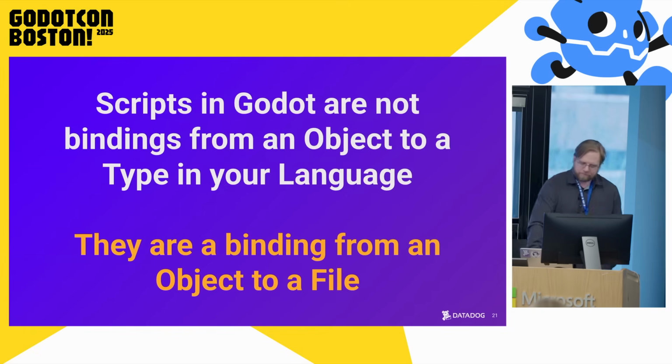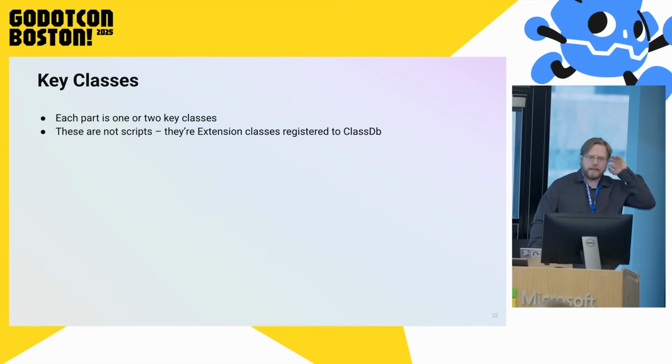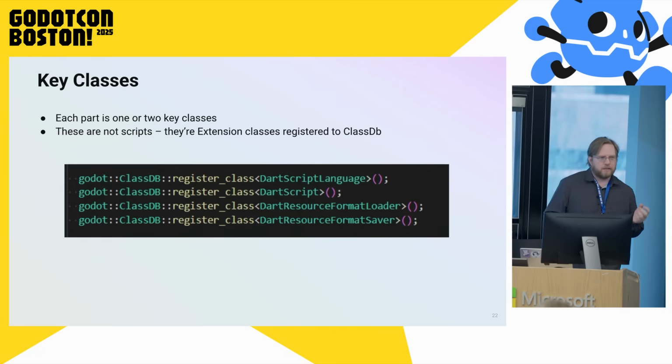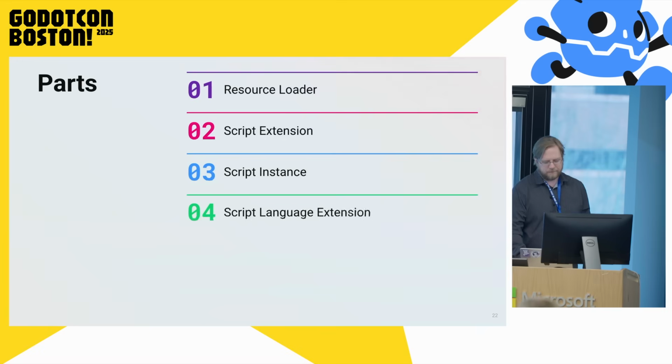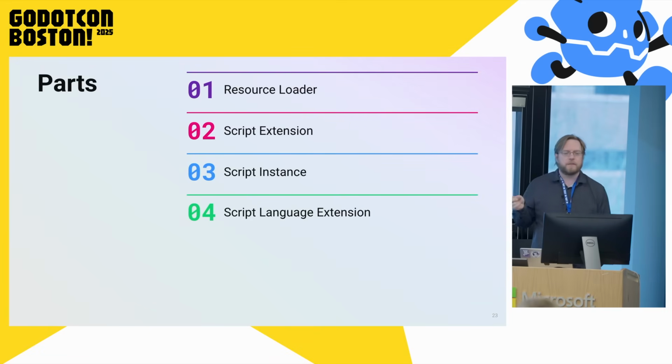But there are a few key classes. Each of these key classes that you're going to be working with when creating a script language are extension classes. They are registered to ClassDB. They are not scripts. In Dart, we create all of these in C#, and then we register those to the ClassDB with C++'s register class. So there are 4 parts we need to go over. The first one is the resource loader. Then we'll talk about the script extension class. We'll talk about script instances, and then we're going to talk about the script language extension.